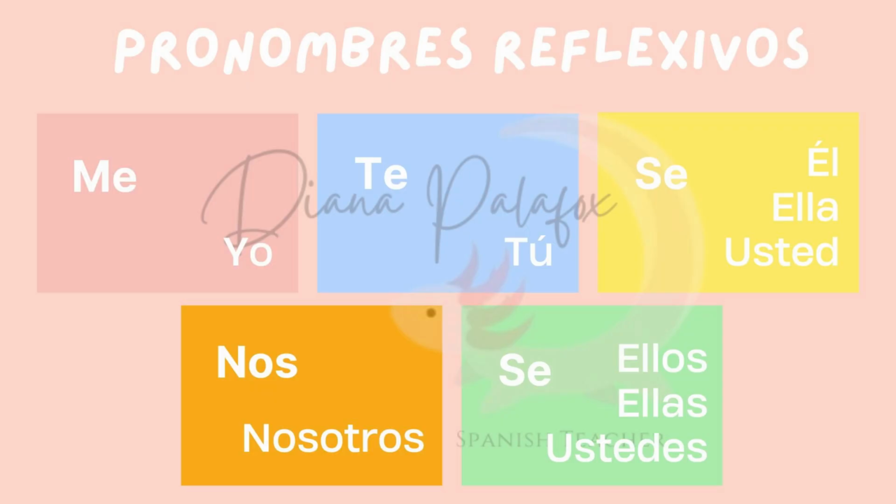Reflexive pronouns. Me, that is for yo. Te, that is for you. Se, it's gonna work for ella, él, or for usted. We have nos, it's gonna work for nosotros. And then we're gonna have se again. That is gonna be for ustedes, ellos, and ellas. Okay? Those are the reflexive pronouns.